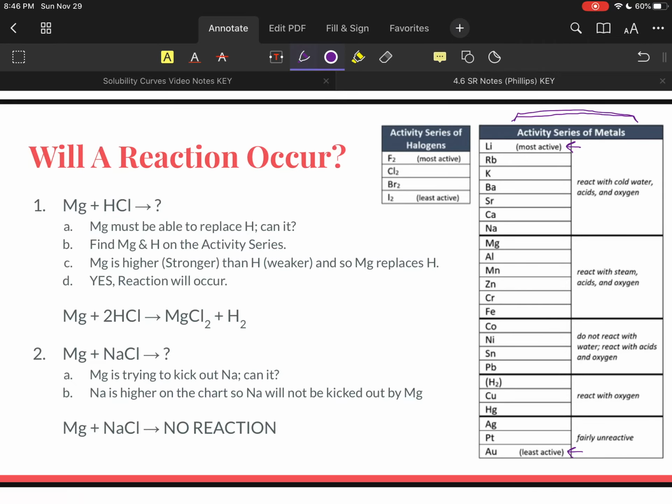So will magnesium replace the hydrogen in HCl? Okay, so magnesium has to be able to replace it. So what I'm going to do is look, here's hydrogen down here on the bottom. Remember, it's diatomic, so it's going to be listed as H2. And here's magnesium. Because magnesium is higher up, it's more reactive, so that means yes, the reaction will occur.